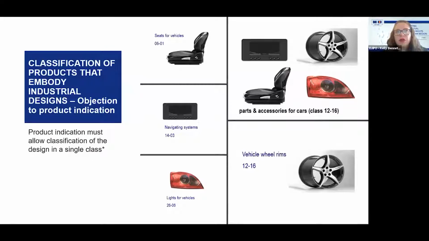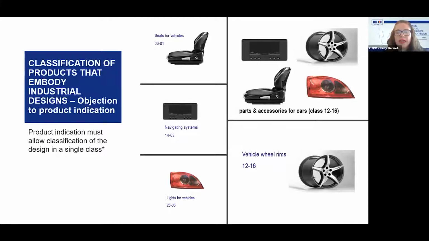Article 3 of the Community Design Implementing Regulation requires that the indication of products be worded in such a way as to clearly indicate the nature of the products and to enable each product to be classified in only one class of the Locarno classification. So the examiner will also object to the product indication if it does not enable each product to be classified in only one class of the Locarno classification.